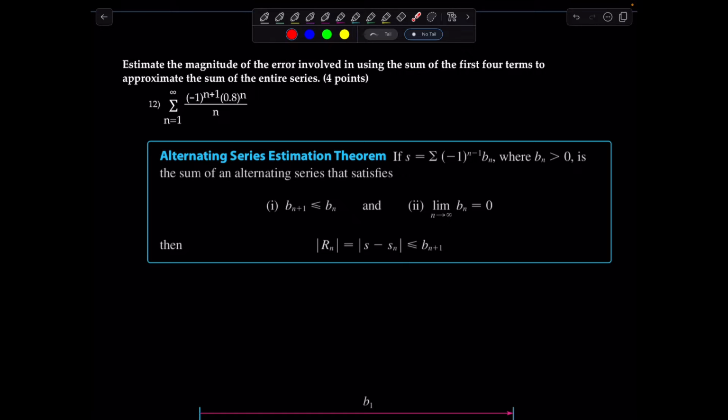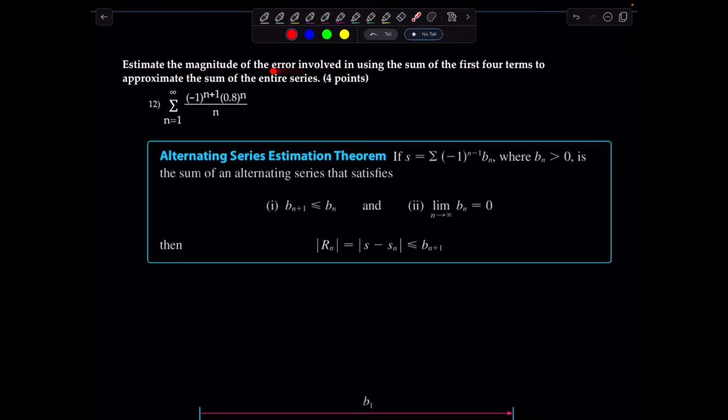Question number 12 says, express the magnitude of the error involved in using the sum of the first 4 terms to approximate the sum of the entire series. And here, notice we have an alternating series. We have the sum n equals 1 to infinity of negative 1 to the n plus 1, that makes it alternating, times 0.8 to the n over n.